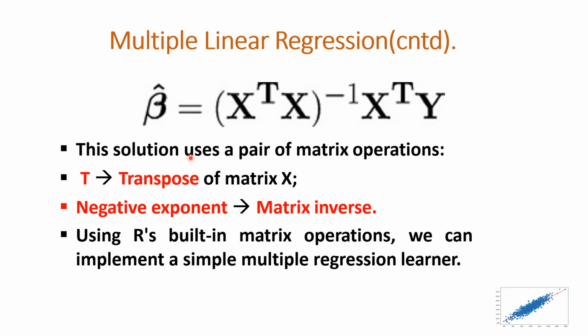So this solution uses a pair of matrix operations. The T denotes the transpose of the matrix X. Then a negative exponent or matrix inverse can be calculated by -1. Then using R's built-in matrix operations, we can implement it as a simple multiple regression learner. Using the R programming language, we can compute it easily.